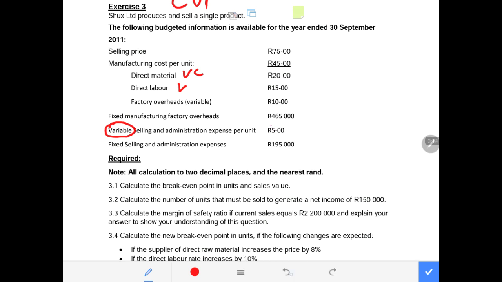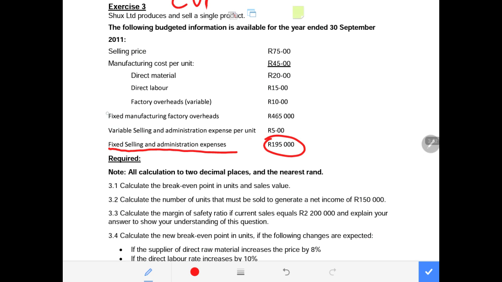I always highlight the fact that selling costs normally vary with the number of units that are sold, because it is the cost that we incur to sell a product. So it is not normally based on the number of units manufactured, but on the number of units that are sold. Hence the selling cost will always be calculated from the units that have been sold. Now we have fixed selling and administration cost, which is in total 195,000.